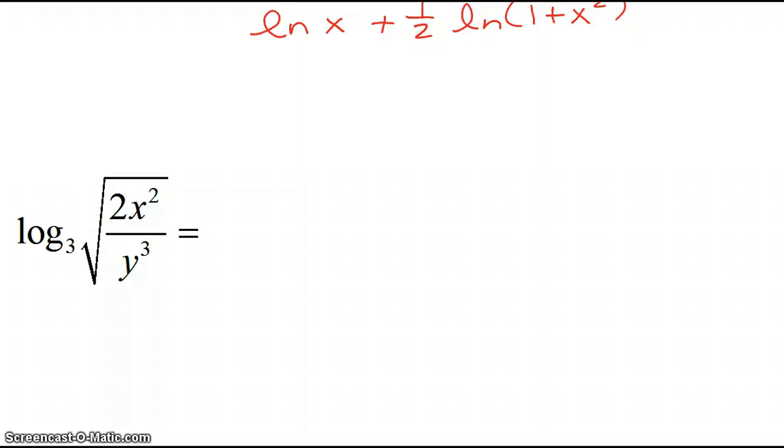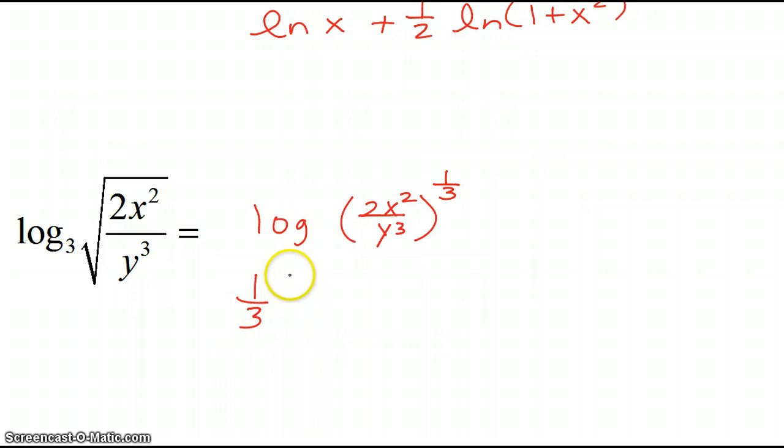Next one, I'm going to rewrite this, changing this cube root to an exponent. So I'm going to have the log, and then I'm going to put all of this in a parenthesis, 2x squared over y to the third. And of course the power is 1, so the exponent is going to be 1/3. So what's going to happen to the 1/3 is it's going to move to the front so that I can multiply. And I'm going to put it in the front of everything.